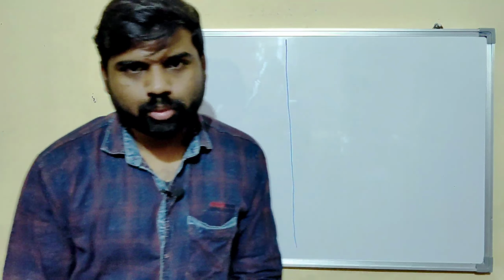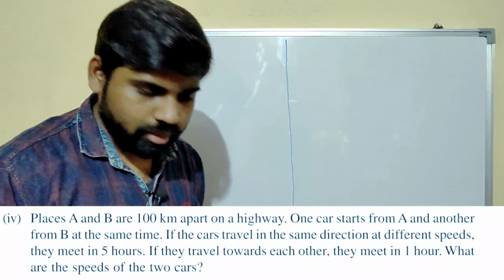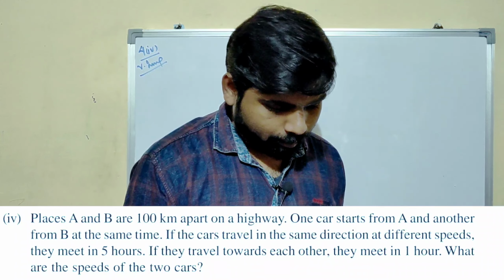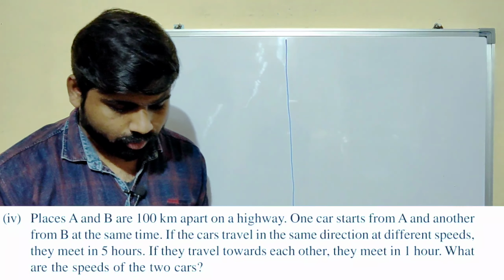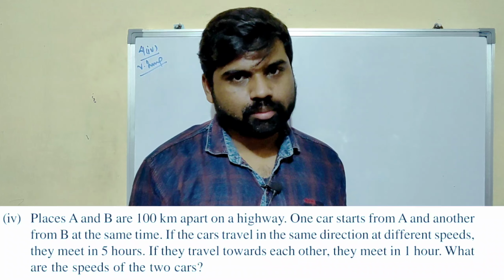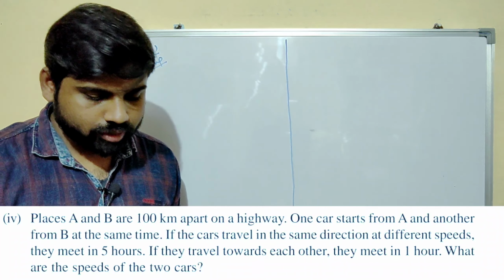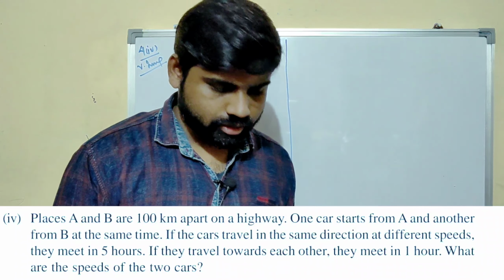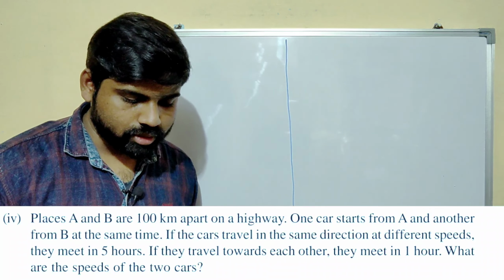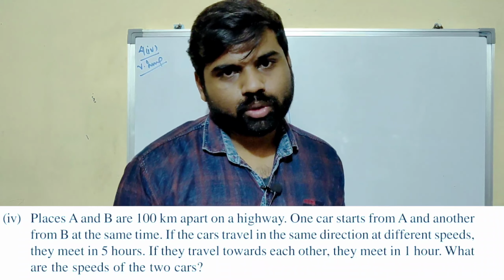Now let us see the fourth part of this question, which is extremely important for you. I'm reading it out for you. You can see on the screen. Places A and B are 100 kilometers apart on a highway. One car starts from A and another starts from B at the same time. If the cars travel in the same direction at different speeds, they meet in 5 hours. If they travel towards each other, they meet in 1 hour. What are the speeds of the two cars?